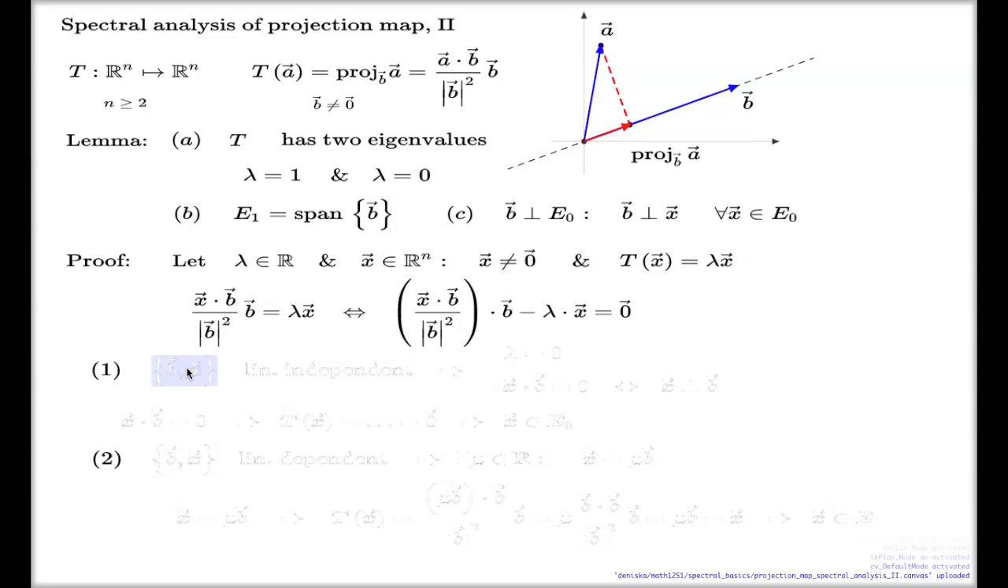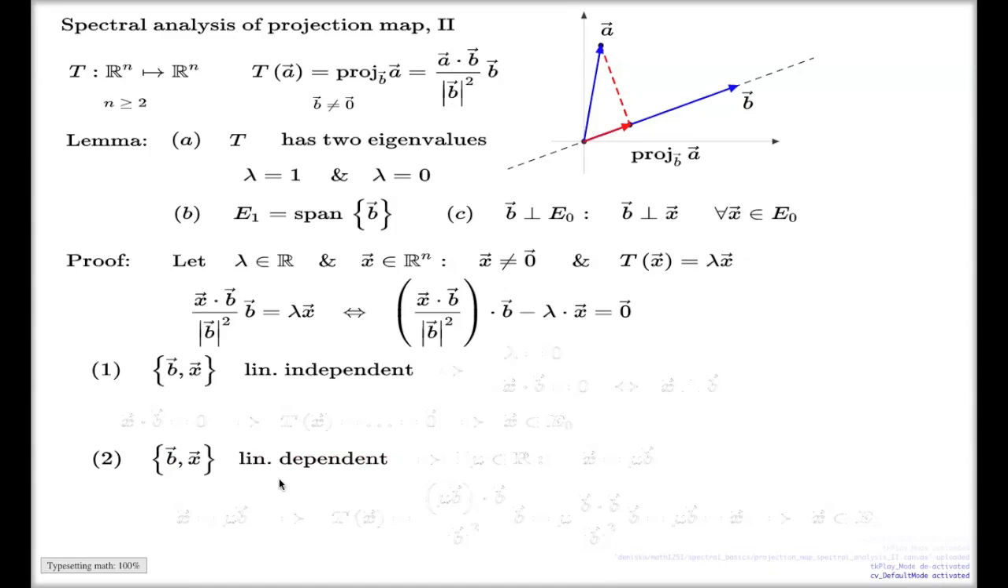We're going to consider two possibilities. The pair of vectors b and x are linearly independent. That's one possibility for two vectors to be. And the other possibility is that these two vectors are linearly dependent. Let's just analyze these two possibilities.